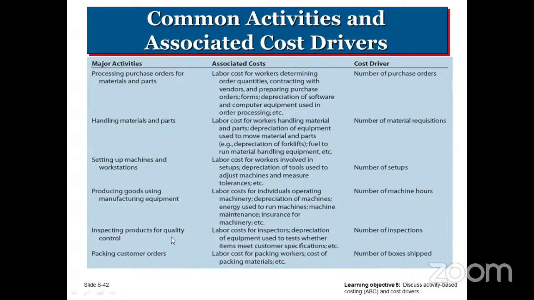Inspecting product for quality control: number of inspections. Packing customer orders: number of boxes packaged. So you can see here it is different from the traditional way already. In the traditional way, maybe they just select one basis, then apply it to everything. Whatever cost pool I select, all goes into here. I just work out a single rate only, the overhead absorption rate of $1 per machine hour. This is the basis of the old way we studied in the earlier slides.